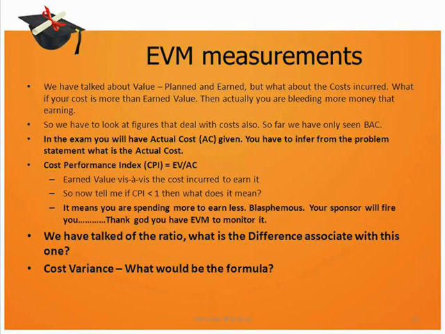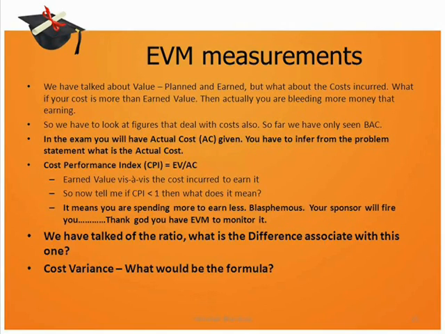We have talked about a ratio associated with the actual cost, which is your CPI. Can you tell what would be the difference associated? That is your cost variance. The formula for cost variance is similar to the formula for schedule variance, except that now the value that would be subtracted from EV will not be PV, but it would be AC.